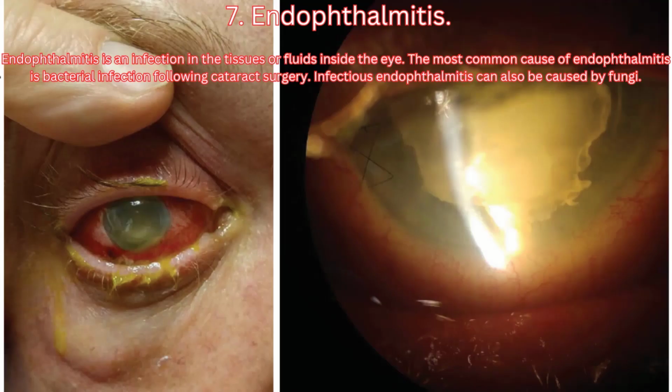The last one on the list is endophthalmitis. Endophthalmitis is an infection in the tissues or fluids inside the eye. The most common cause of endophthalmitis is bacterial infection following cataract surgery. Infectious endophthalmitis can also be caused by fungi.